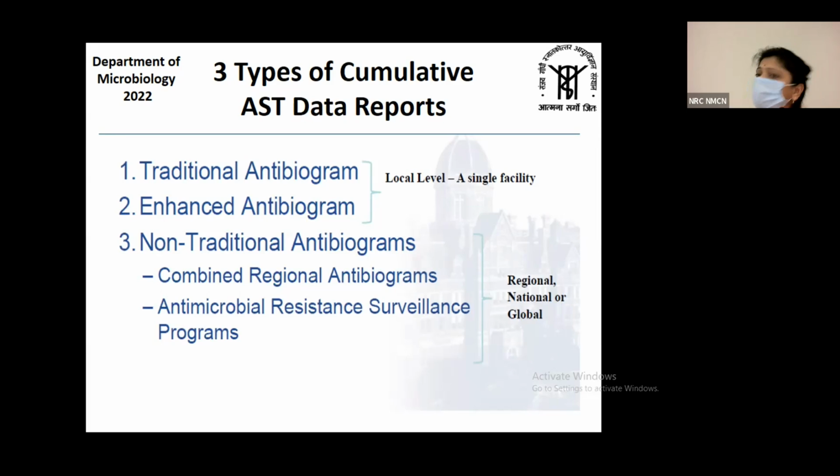Then the second type of antibiogram is an enhanced antibiogram. What is an enhanced antibiogram? An enhanced antibiogram is if you collect the susceptibility data for a particular ICU. Suppose I am showing the data for renal transplant recipients or the hematological unit or radiotherapy unit. So an enhanced antibiogram is a targeted antibiogram which collects the cumulative susceptibility data for a particular facility, and then you know the local epidemiology for the immunosuppressed population, for the transplant recipients, right? Then there are combined regional antibiograms, national, global, or they can be surveillance programs also.